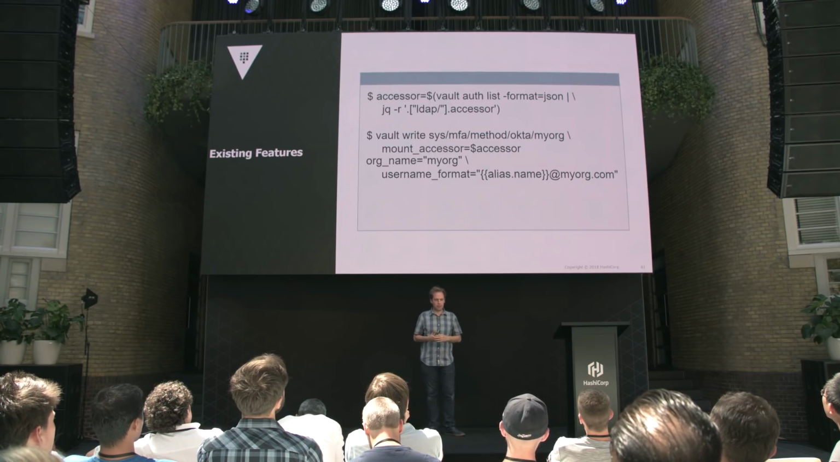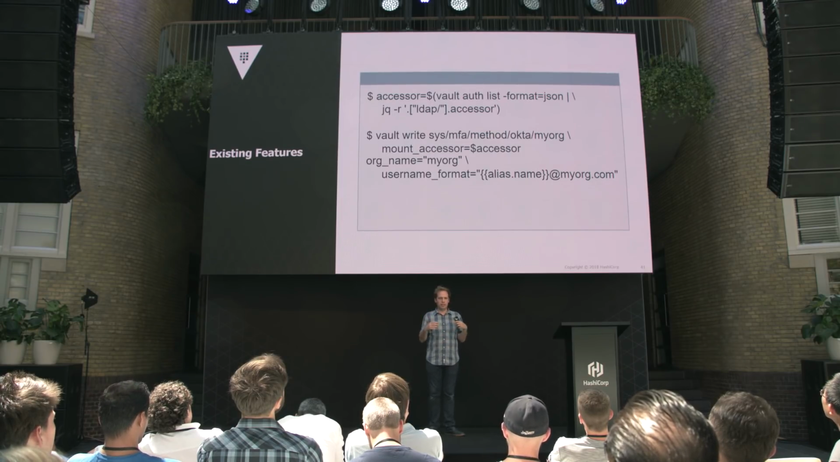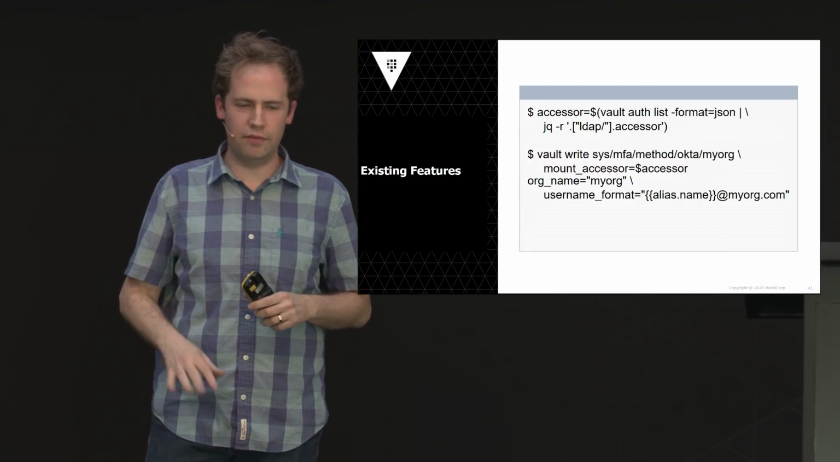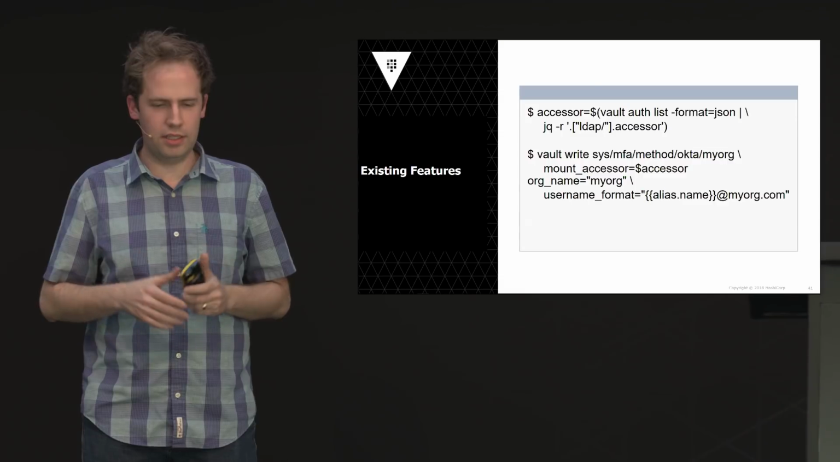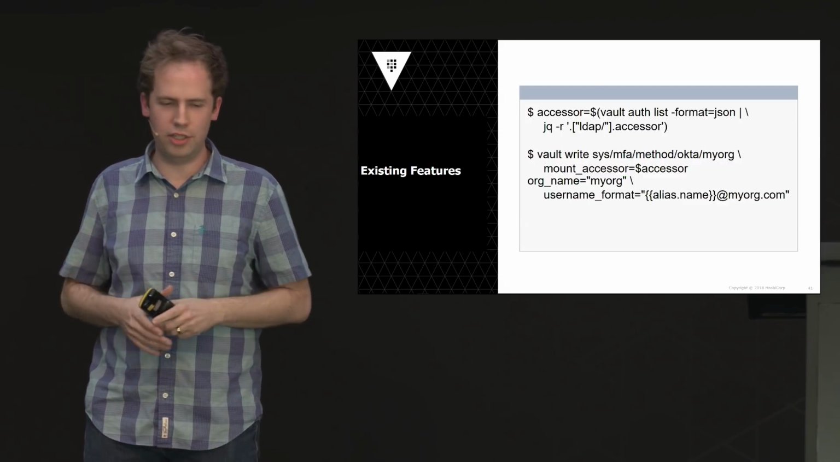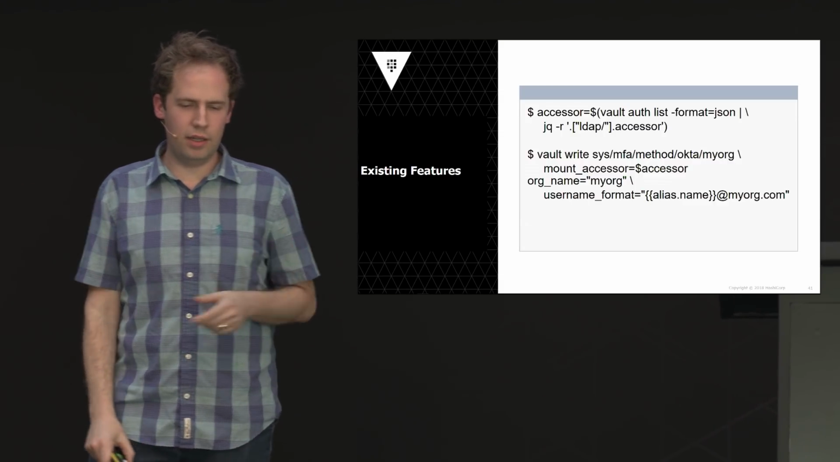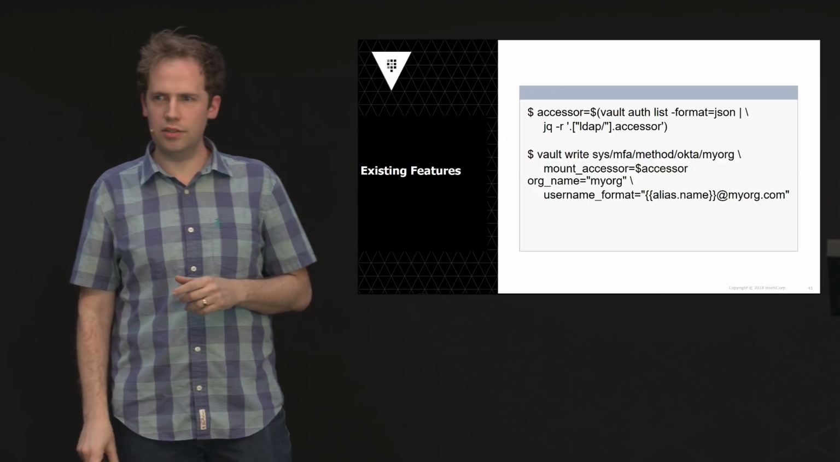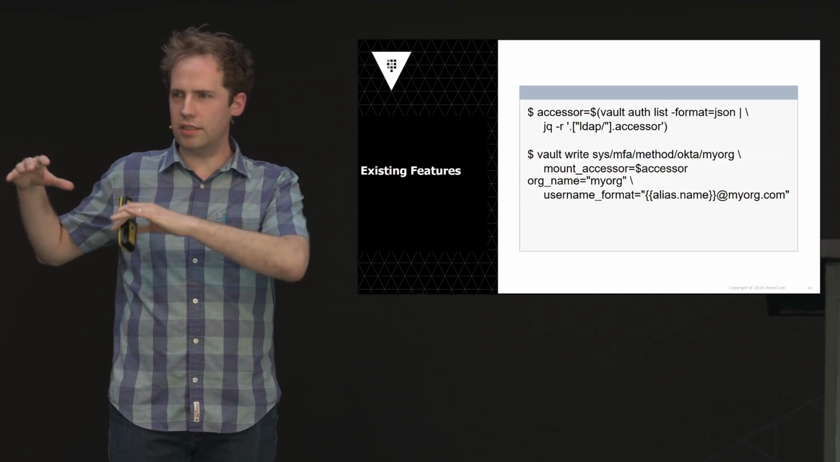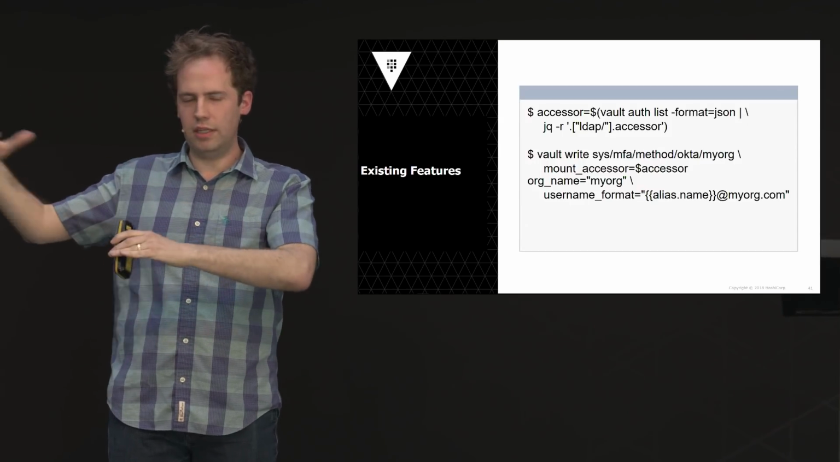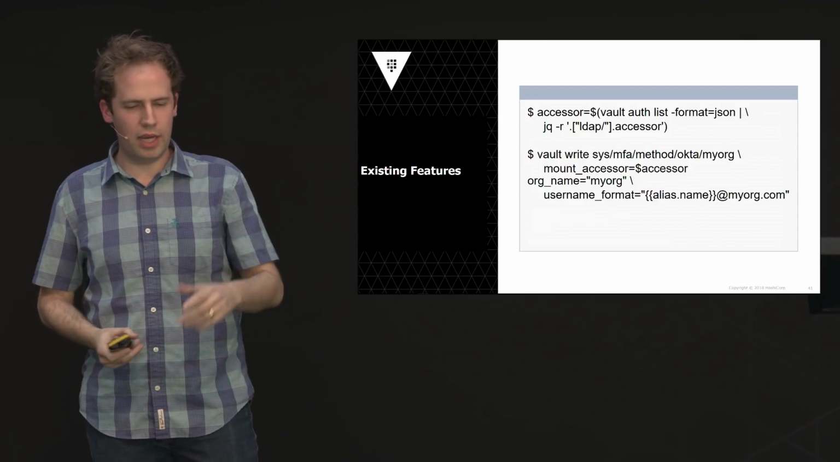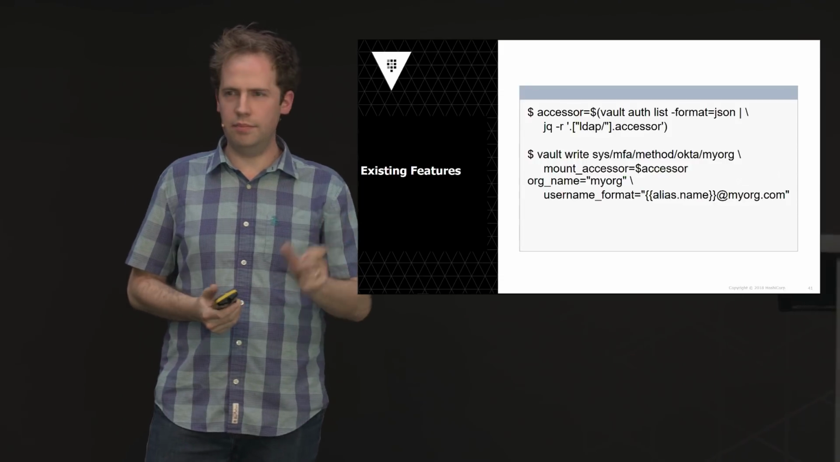So we get this accessor. Every mount in Vault has a mount accessor which uniquely identifies it and is never reused. So we're just getting the accessor from there. That's just a little command, vault auth list, get out in JSON, do a little JQ magic. And then we write an MFA method. We give it the mount accessor, so that's the part of the alias that's tying it to that mount. So we say this alias is for a mount and a name. And then the format of the username is alias.name@myorg.com.